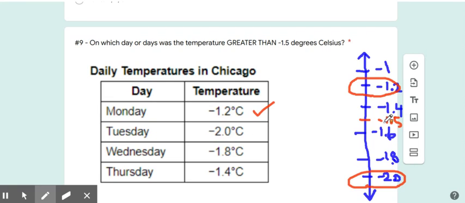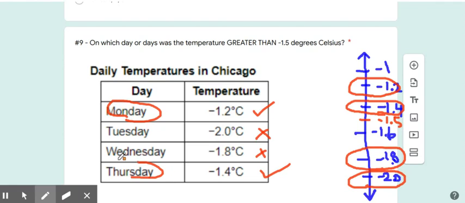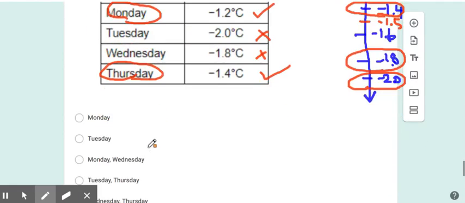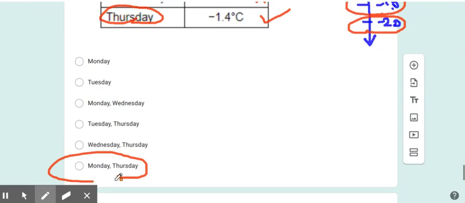Negative 2 is down here. Is that greater than negative 1.5? No, it's not. Negative 1.8 is right here. Is that greater than negative 1.5? No, it's not. What about negative 1.4? Is that greater than negative 1.5? Yes, it is. So it looks like I need Monday and I need Thursday. Monday and Thursday, this option right here.